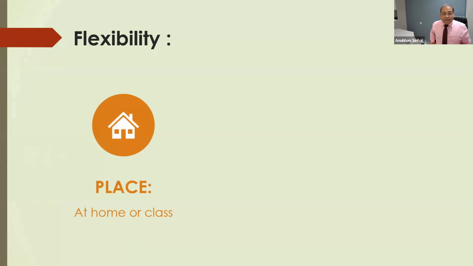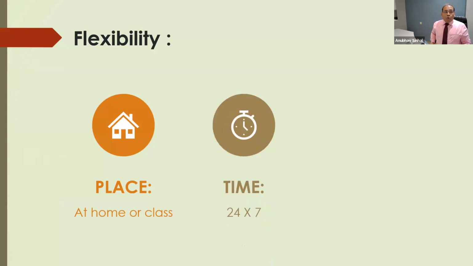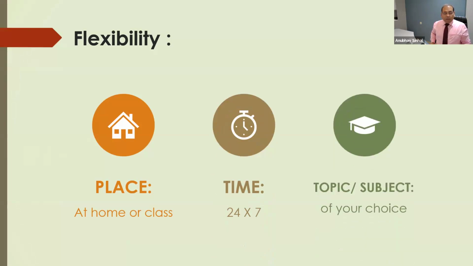You could take a flexibility of the place. आप अपने घर के convenience से टेस्ट लिख सकते हैं, या क्लास पे आके टेस्ट लिख सकते हैं. If you are based out of Navi Mumbai, you could do it at any point of time. किसी भी टाइम पे लिख सकते हैं, 24/7 कहीं पे भी लिख सकते हैं. टॉपिक सब्जेक्ट ऑफ योर चॉइस, आपकी जो मर्जी है वो लिख सकते हैं. नाउ ये कैसे होता है मैं एक एक करके बताता हूँ.